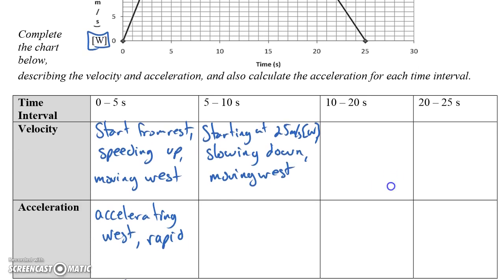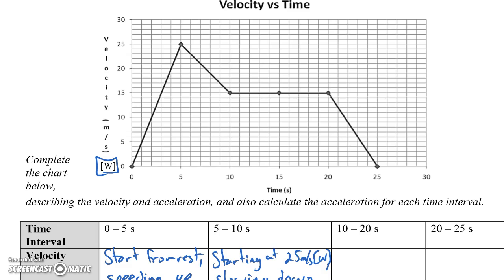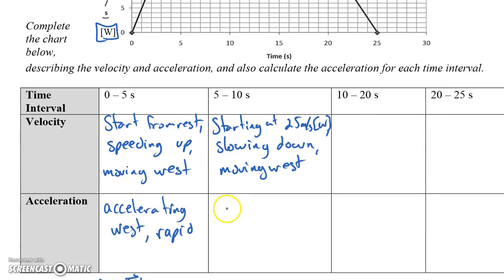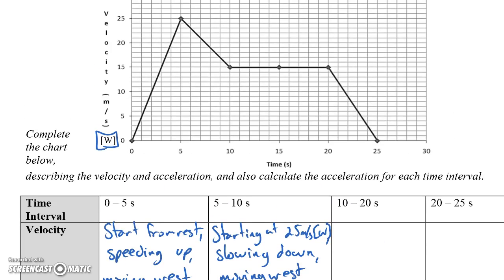Let's describe our acceleration. Now we have a negative slope line. Negative slope, negative slope, negative slope. Well, if positive slope was west, then negative slope is east. So this time we're accelerating east. So that's important. If we're moving west and accelerating east, our directions are opposite, which means we're slowing down. So we're on the right track here. Everything is clicking and working together. It's hard to say if this is rapid or not rapid. It's kind of in between. So it's hard to describe, so we don't need to worry about it.